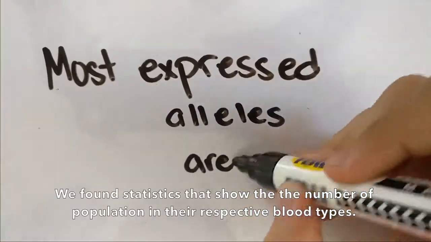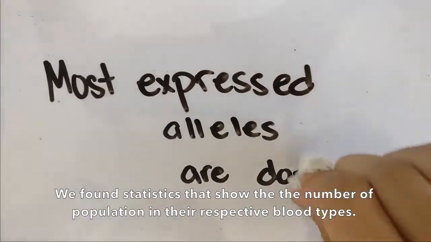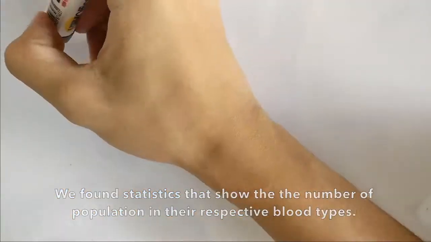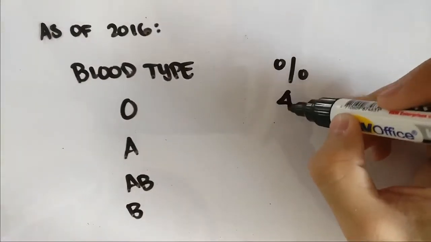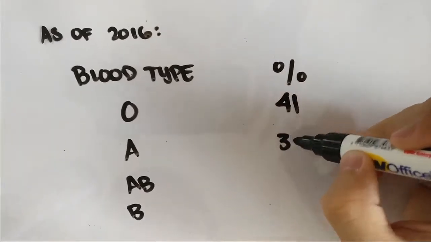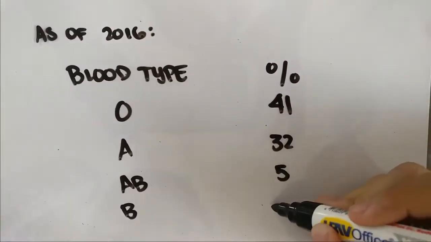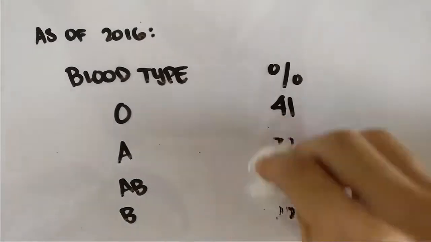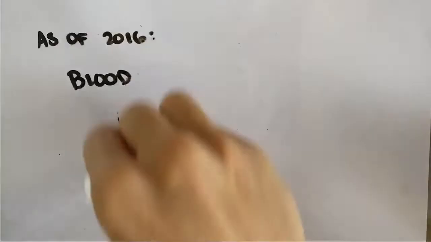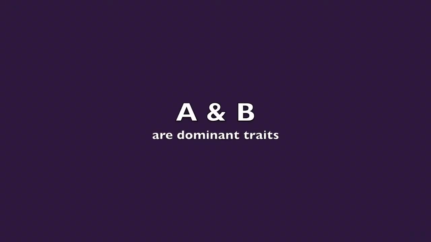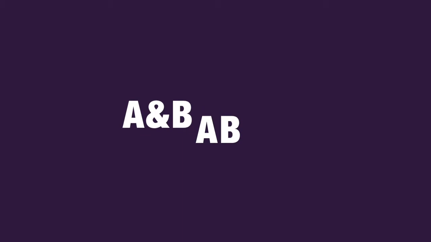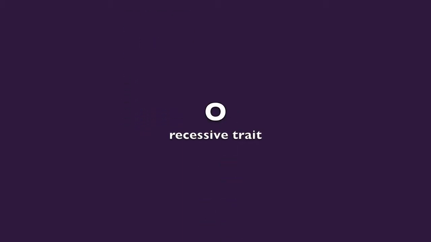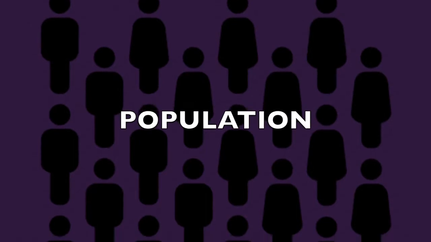We found statistics that show the grouping of the population and their respective blood types. By year 2016, blood type O is most common with 41% of the population, blood type A coming second at 32%, blood type B ranks third with 22%, and last is blood type AB, covering only 5% of the population. Blood type A and B are dominant traits, while AB is a codominant trait, but these three are less expressed than the recessive trait, blood type O. This goes against the idea of dominant traits being most commonly expressed within a population.